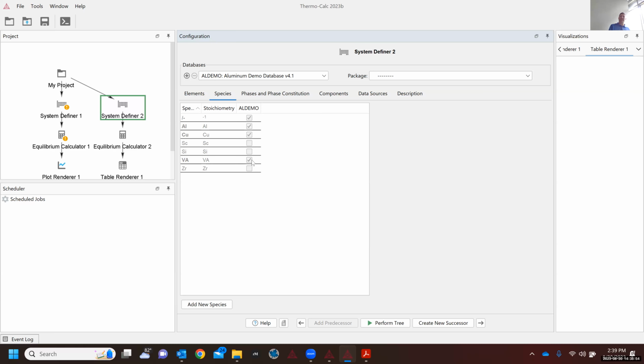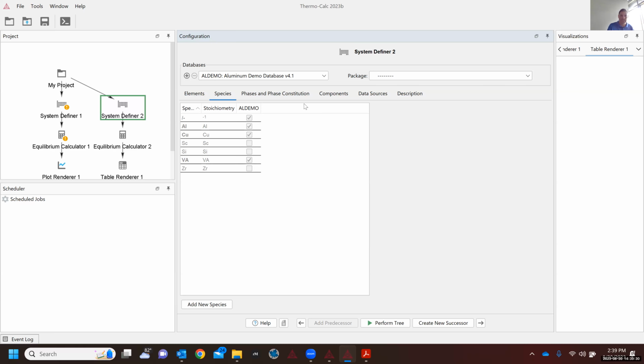There are also vacancies on the substitutional sublattices, because in some order-disorder systems, like the B2 phase that you see in nickel aluminum, the vacancy plays a major role in the composition range over which B2 is stable. And so there's a vacancy associated with those substitutional sites. And so we have a vacancy defined.